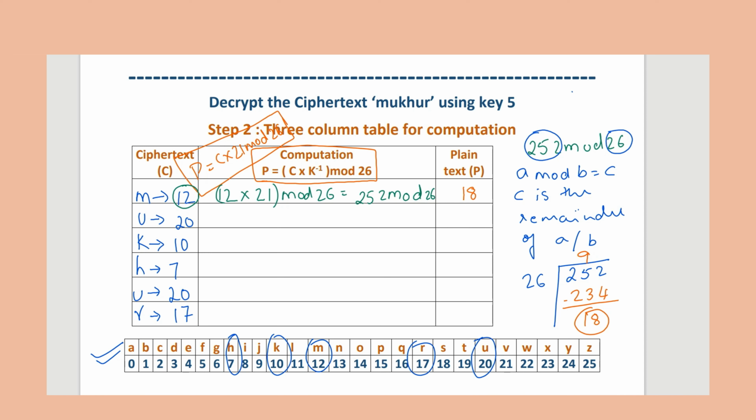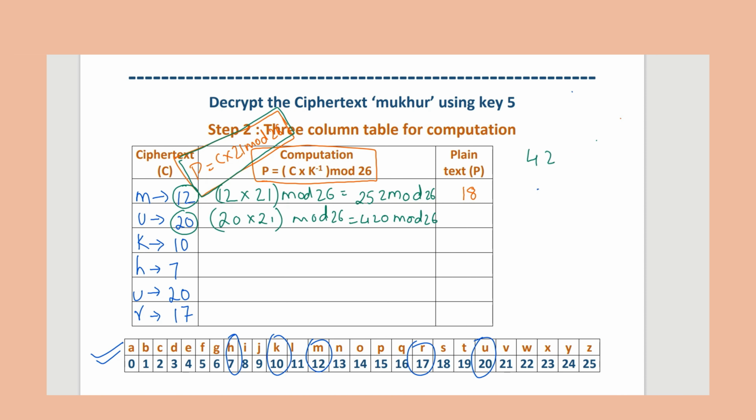Let us go to the next number. The next number is 20. So you have to do 20 into 21 mod 26. That comes out to be 420 mod 26. Since 420 is larger than 26, you have to do modular arithmetic by dividing 420 with 26. So 26 into 16 is 416 and the remainder comes out to be 4. So 420 mod 26 is 4.